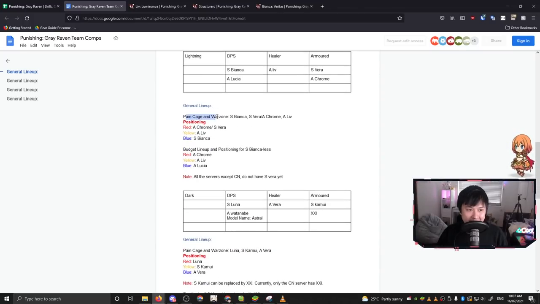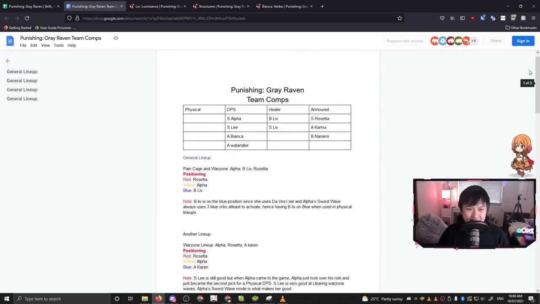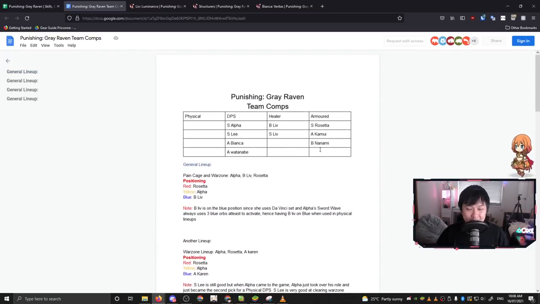For example, you can see here Pain Cage and Warzone: S Bianca, S Vera, A Chrome, A Liv. And as you can see, remember that S Bianca was a lightning unit? I'm here to tell you that A Liv is also a lightning healer, and you've also got these two lightning units as well. So you can see that we are starting to form these mono element teams, especially for specialized content like Pain Cage and Warzone. And so these teams typically are pretty optimal already.